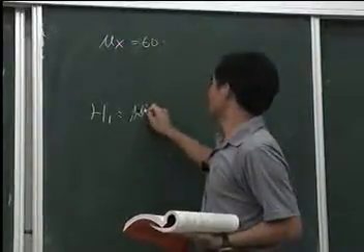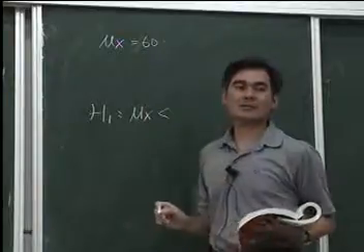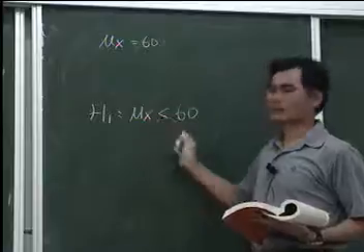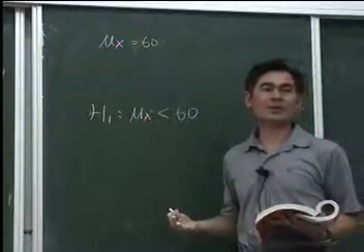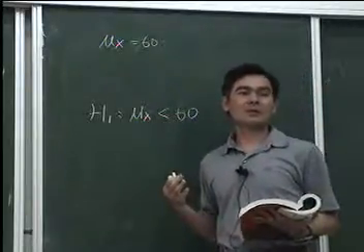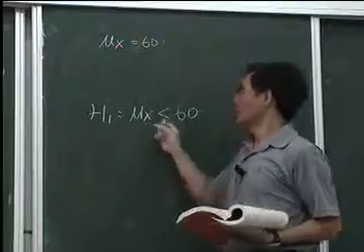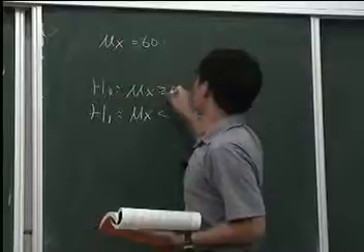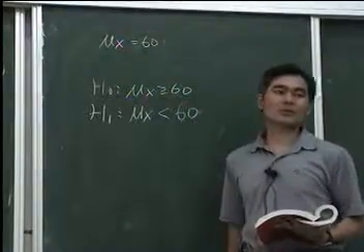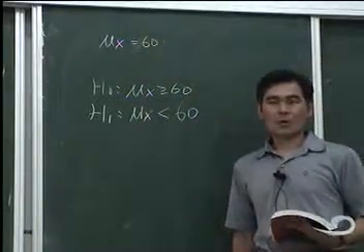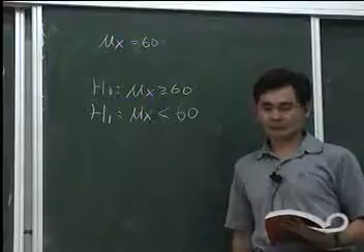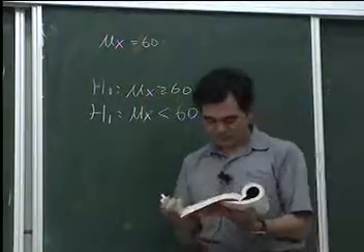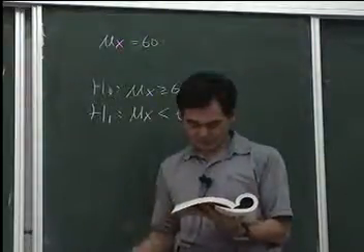So the alternative hypothesis should be less than 60, because you will try to figure out whether you have done something effective or not. And then the null hypothesis is that it's still the same thing. You have done something, but the actions are not effective. Okay, so let us continue.